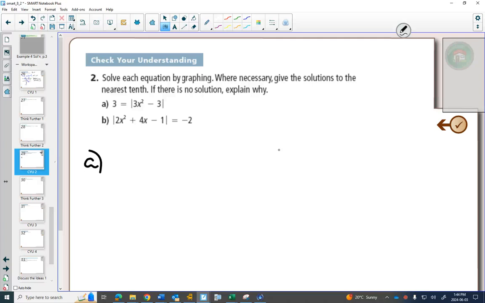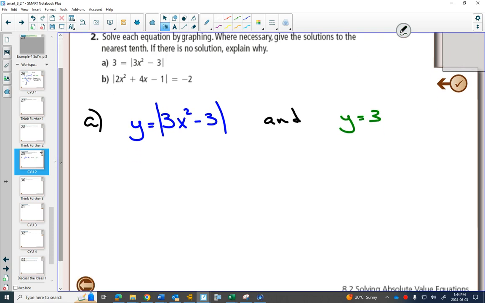Again, it says solve by graphing, so we're going to graph one side, the absolute value of 3x squared minus 3, and the other side is 3. Those are the two things that we're going to graph. So first of all, the blue one is the tricky one. And because it's an absolute value, you would first graph the inside.